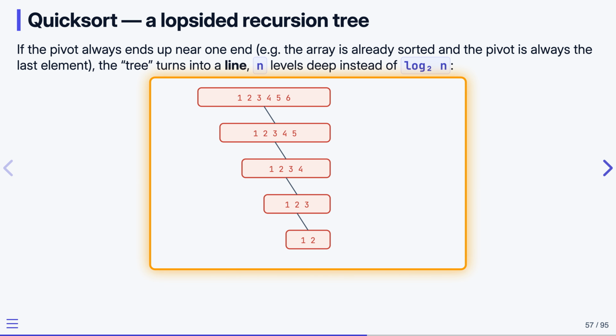Pivot choice can go wrong. Suppose the pivot always lands near one end. That happens when the array is already sorted and we always pick the last element as the pivot. Then the tree turns into a line. Each partition peels off only one element and hands down the rest. This array of 6 needs 5 levels, not log base 2 of 6, which is about 2.5.